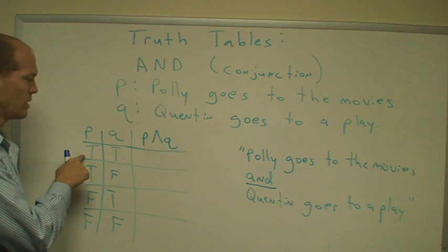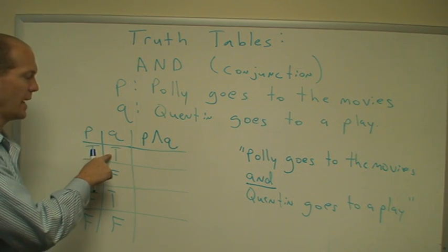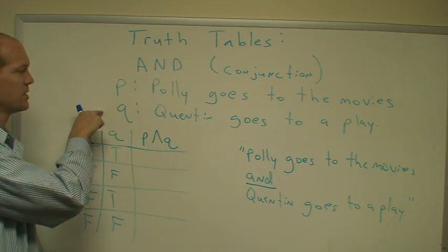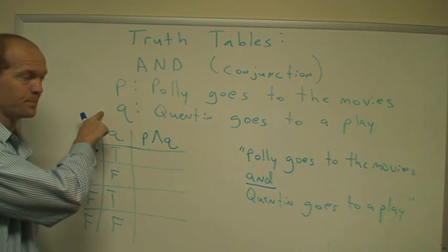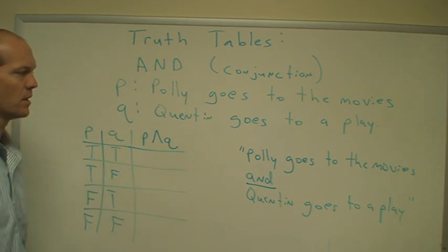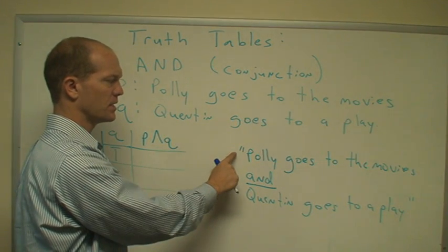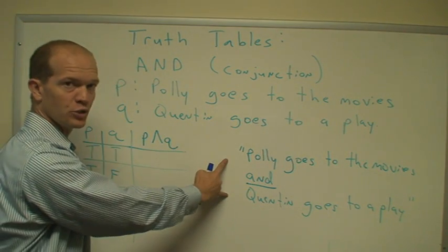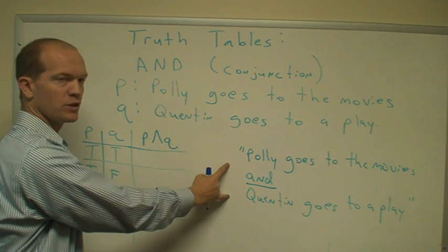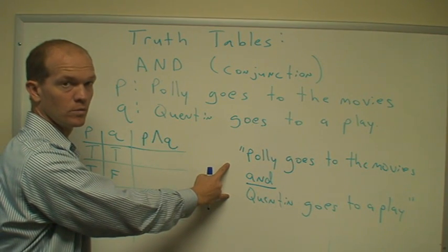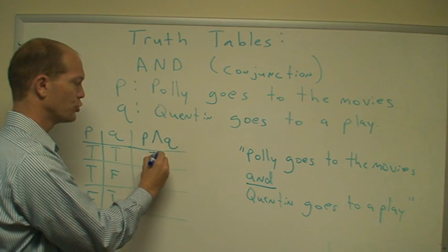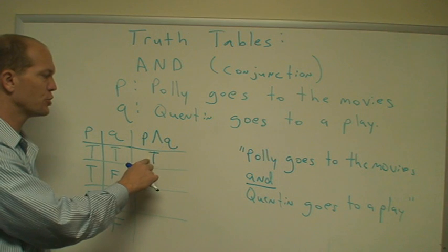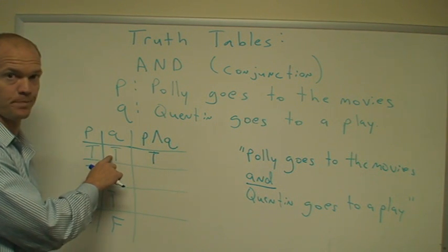This first row centers around the relationship where both P is true and Q is true. So we're saying that the statement Polly goes to the movies is true, and the statement Quentin goes to a play is true. If that's the case, let's consider what the statement means. Polly goes to the movies and Quentin goes to the play. Would you consider this to be a true statement if both individual parts of that compound statement were true? I would, so I'm going to put a true T here in the truth table. Again, P and Q is true when both P and Q are true.